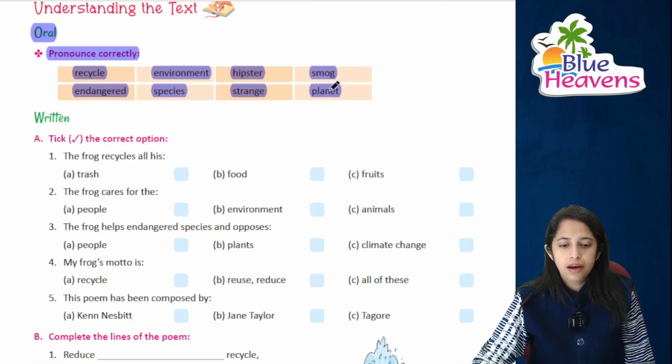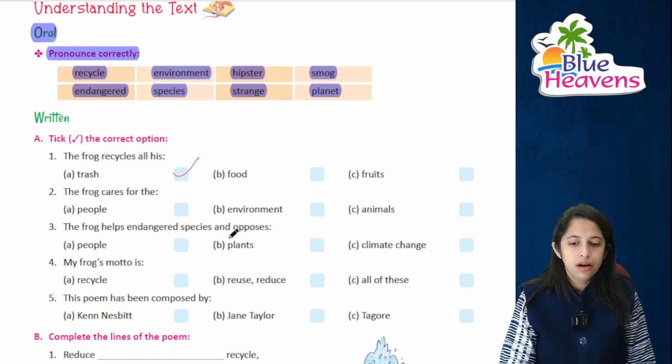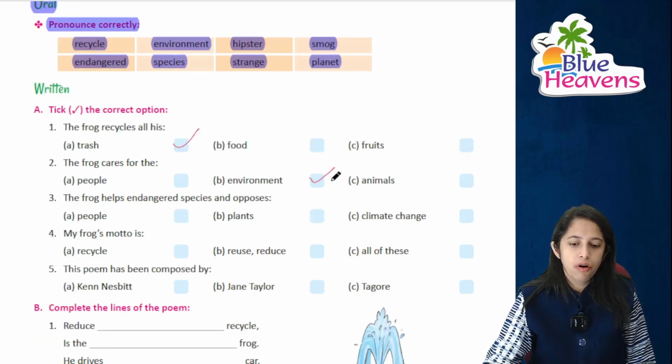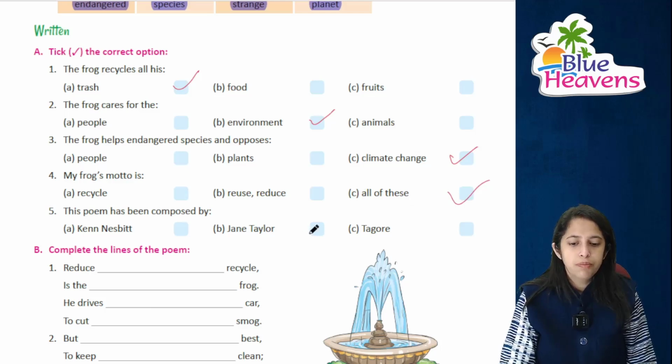Moving on to the correct answer, the frog recycles all his what? Recycles all his trash, right? The frog cares for the environment. Obviously, the frog helps the endangered species and opposes the climate change, right? My frog's motto is what? Reduce, reuse, and recycle, right? And the poem has been composed by Ken Nesbitt, right?